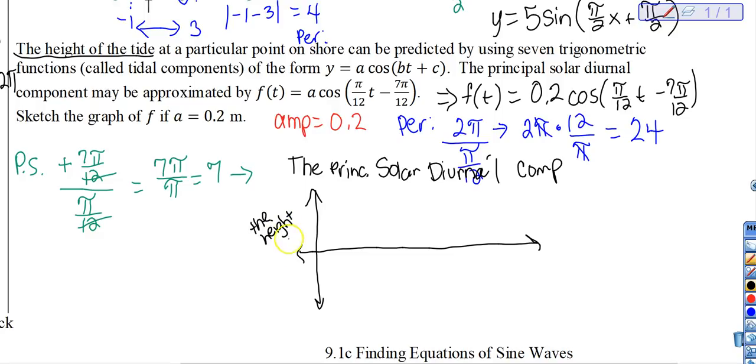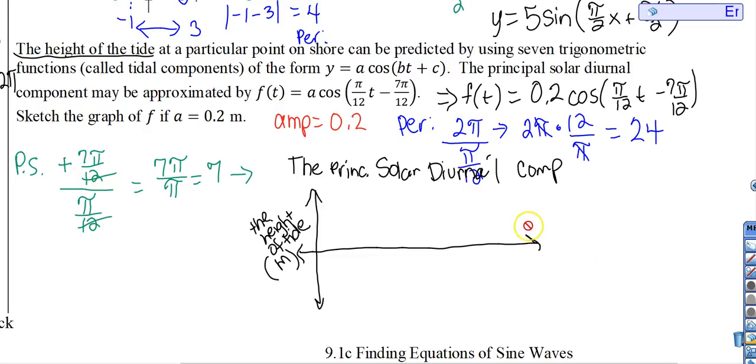So we would put this is the height of the tide. And what do you think when the tide is at equilibrium? What does the equilibrium represent? The average tide? Think it's sea level possibly? Could be sea level. So this is the height of tide in meters.